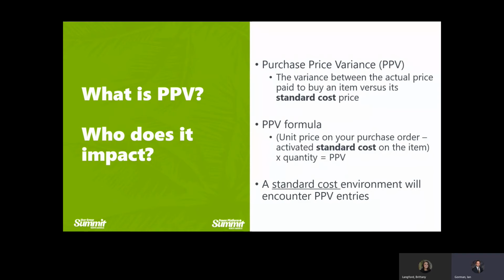And in regards to who it impacts, PPV only comes into place with standard cost environments. So if you're running FIFO or LIFO or weighted average, you most likely will not experience PPV.